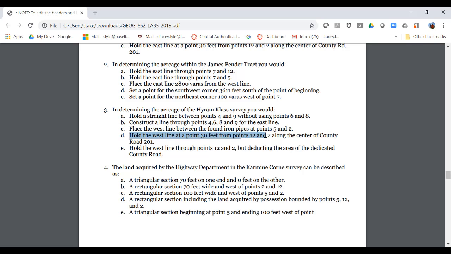Now that's us giving away the county road. Although we dedicated the county road, we still own vested interest in the land underneath. So for example, if there were minerals, we would want to claim those. So we'd never want to give that up. We'd hold the west line through 12 and 2, but deducting the acreage dedicated to the county road. Again, we never want to do that because we don't want to let go of the value of what we own.